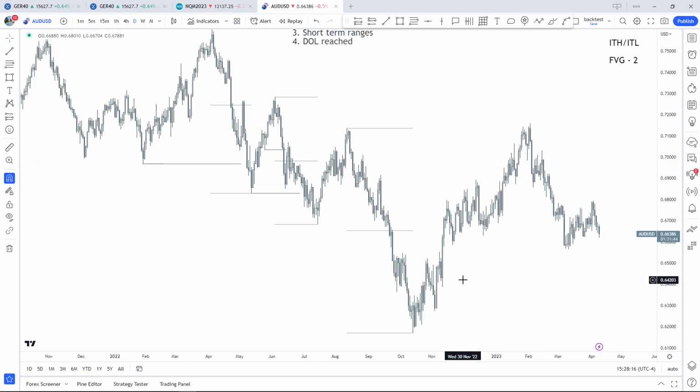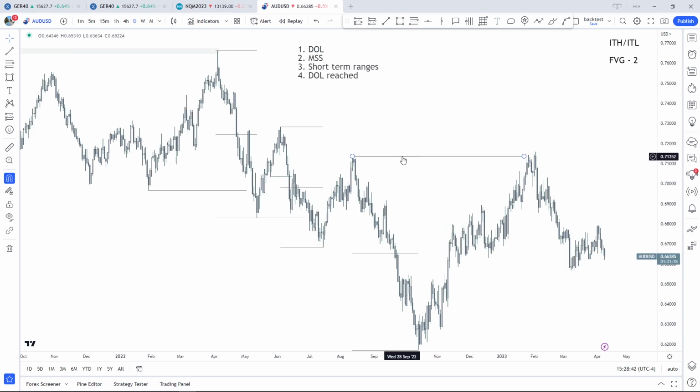Now, and obviously, as we just saw, we swept this intermediate term high and are now dropping lower. What does this become? This is a new intermediate term high. This should hold until the draw on liquidity is met. So I hope that does make sense. Let me go over it one more time in another example.